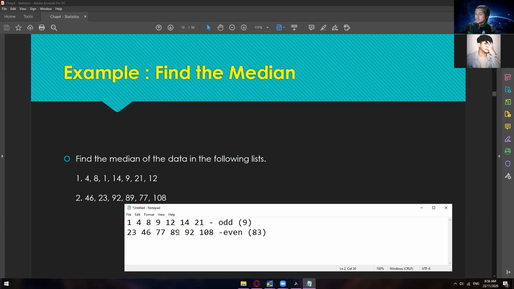So as you can see, it becomes 3 steps when the count is even. But if it's odd, then just 2 steps: arrange it, and then whatever is at the middle number, that's your median. That's how simple it is to get the median. So any questions so far regarding these examples? None, sir. Alright, that's good.